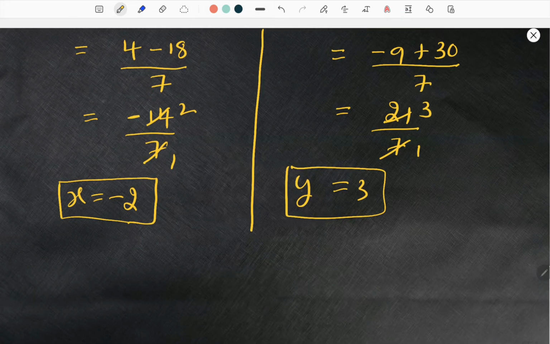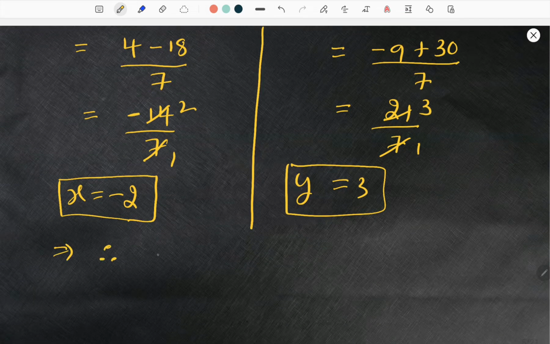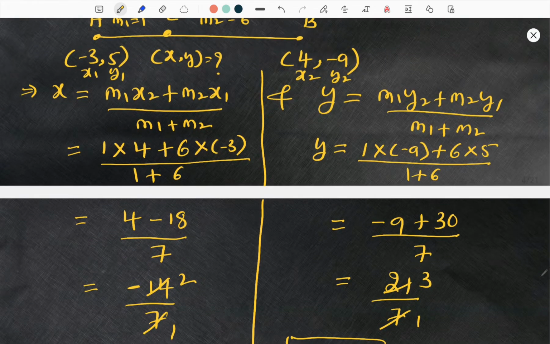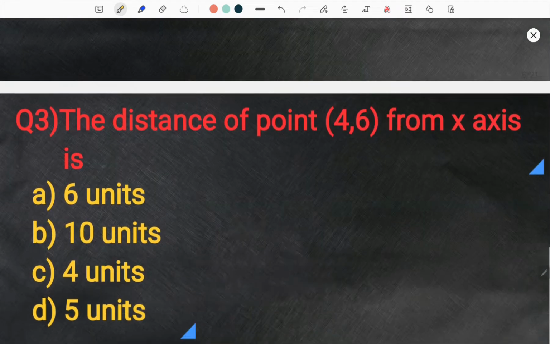All right, so therefore the point is 2 comma 3. So this is the coordinate of that point. All right, moving forward to the next question.